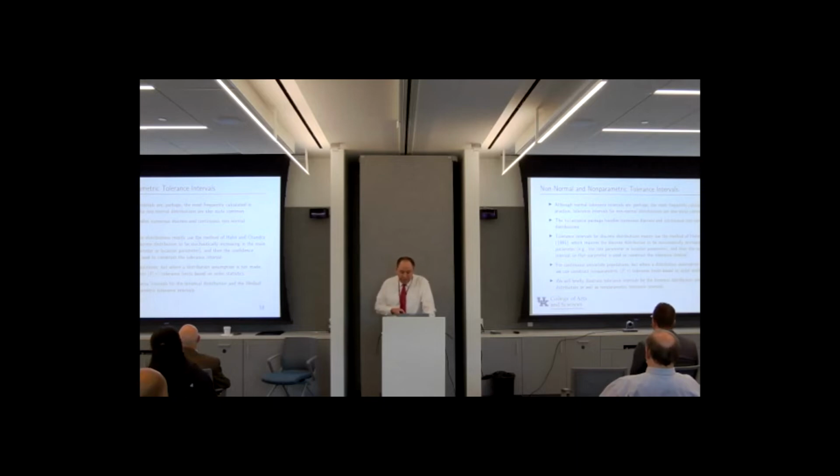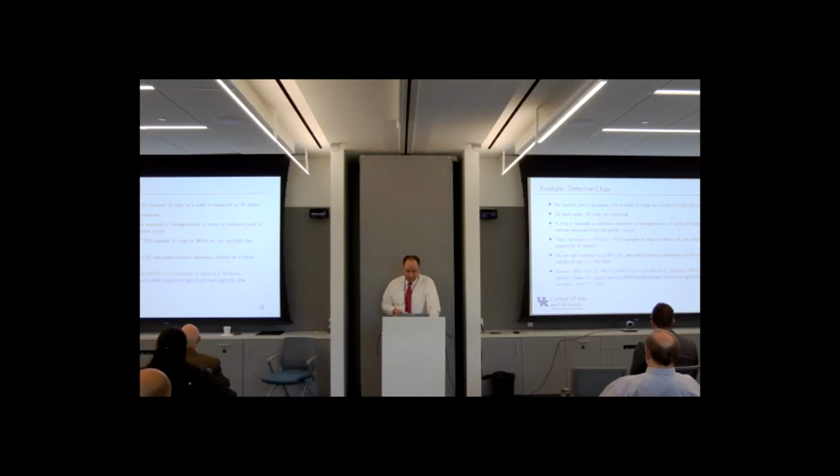For the continuous univariate populations, where a distribution assumption isn't made, we can turn to the non-parametric tolerance intervals, which are based on order statistics. And so I'm going to briefly illustrate the binomial, Weibull, and non-parametric tolerance interval procedures.